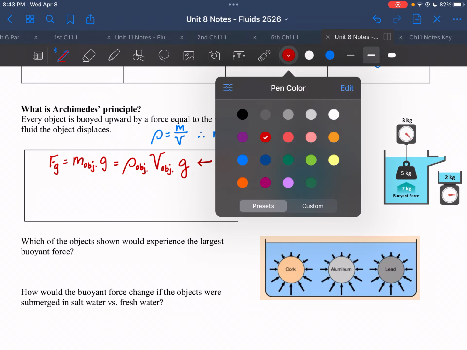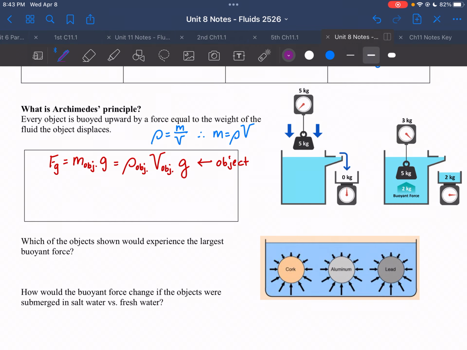The second equation here that we're going to use, I'll use purple, is going to look at the buoyant force. Now, the buoyant force is going to be essentially equal to the weight of the fluid that has been displaced.